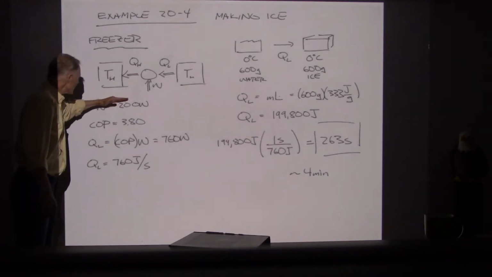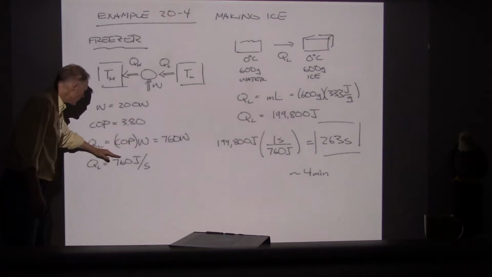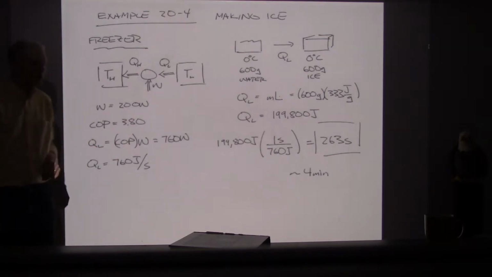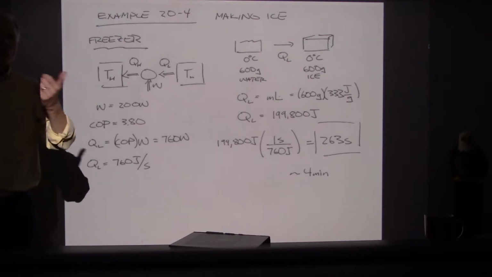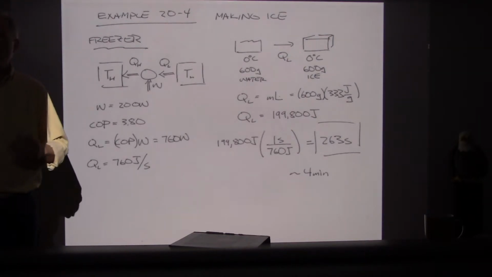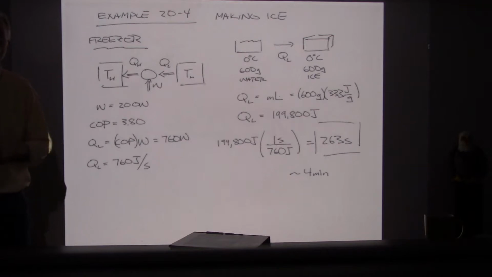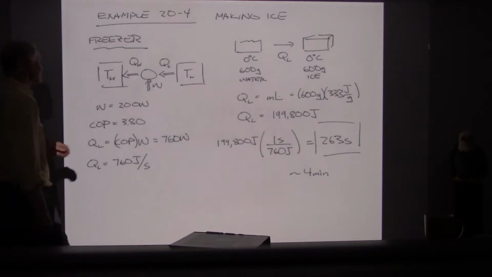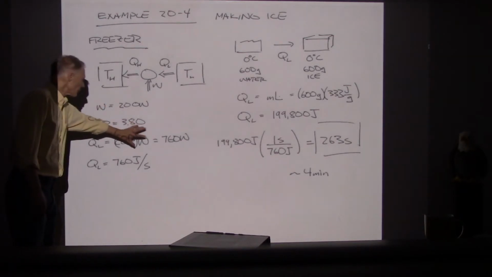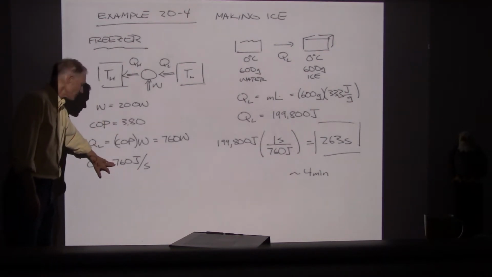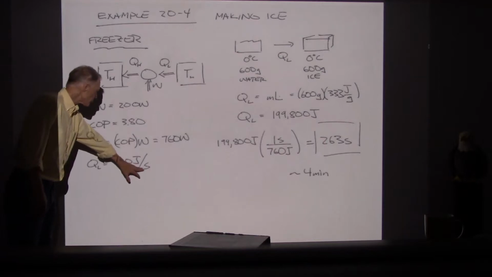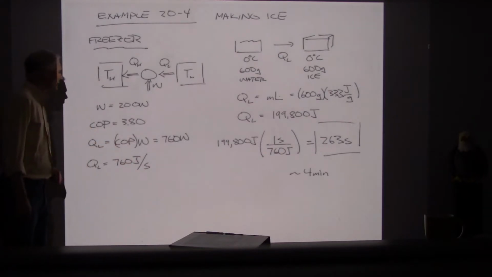Now strictly, the W's, the QL's, the QH's, they all should be in joules, but we can also just think of it in terms of watts, because it's a rate at which the energy is transferring. So I did put this in watts. I put the QL in watts. That can also be thought of as 760 joules per second. And I use the COP to determine.